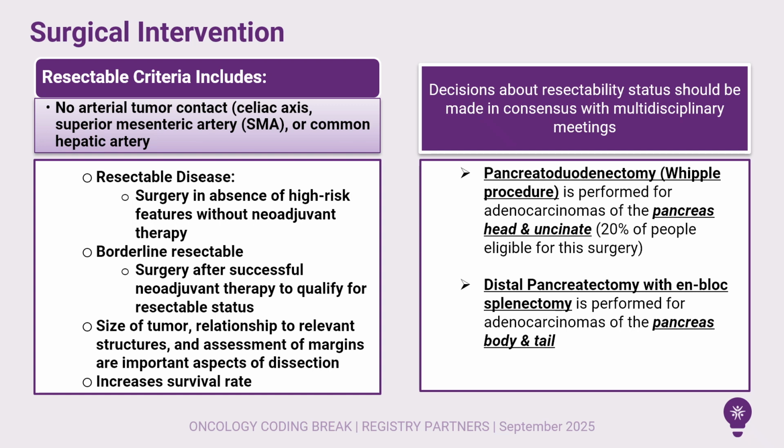Two of the surgeries that are performed most commonly are the pancreaticoduodenectomy, or the Whipple procedure, which is performed for adenocarcinomas of the pancreas head and uncinate, and the distal pancreatectomy with en-bloc splenectomy. This is performed for adenocarcinomas of the pancreas body and tail. Even though part of the pancreas is removed during surgery, there is usually enough left of it after surgery to make hormones and enzymes.